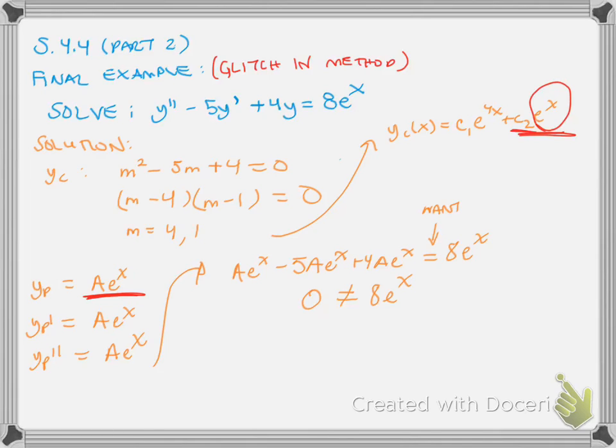All right. So what we have to do when that glitch happens, and this is why I reiterated in the last video that you need to do the complementary function first, is make sure you don't have duplicates. And if you do, you have to set up your particular solution accordingly. This is in your book, the formal method. Basically, until the duplication is gone, you keep adding powers of x to that particular solution. So in other words, we're going to have to redo y_p as A x e to the x.